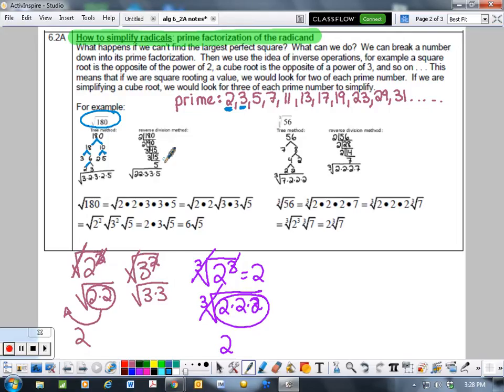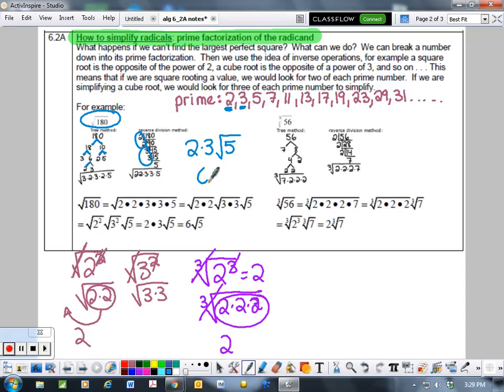And then here's a list of all of our primes, which is really nice because then I can say, well, this is a square root, so I'm looking for two of the same factors. I've got two 2's, which means I get a 2 on the outside. I've got two 3's, so I get a 3 on the outside. This does not have a pair, so it can't undo the square root, so it stays on the inside.